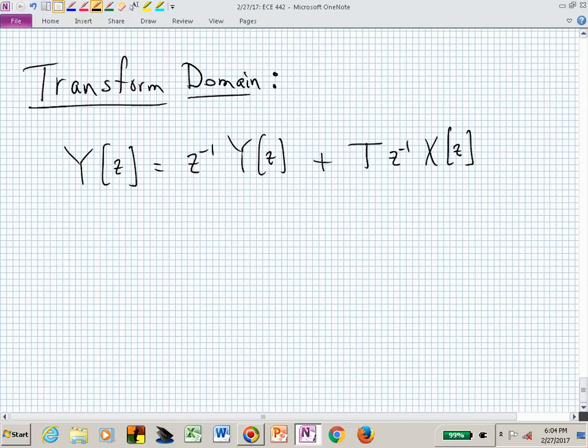Give me a t, give me an f, give me a transfer function, right? Oh.